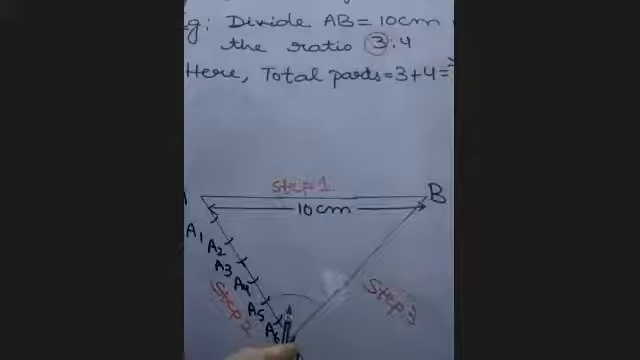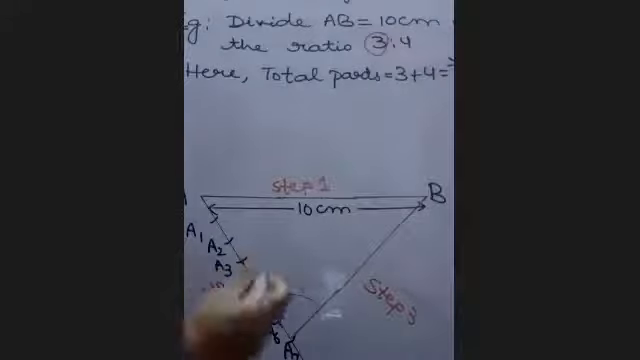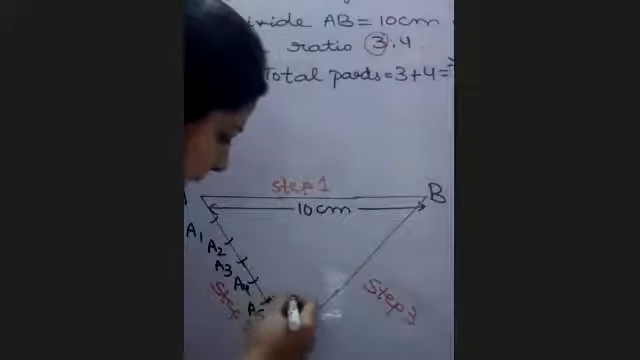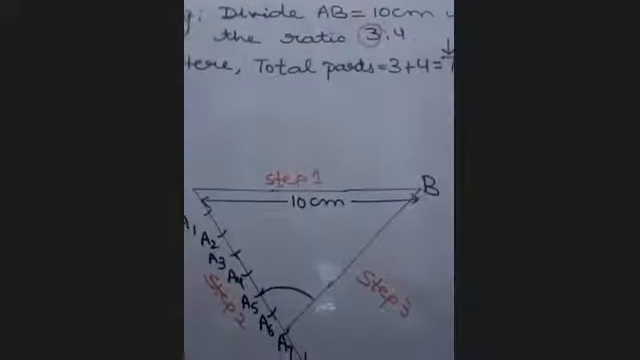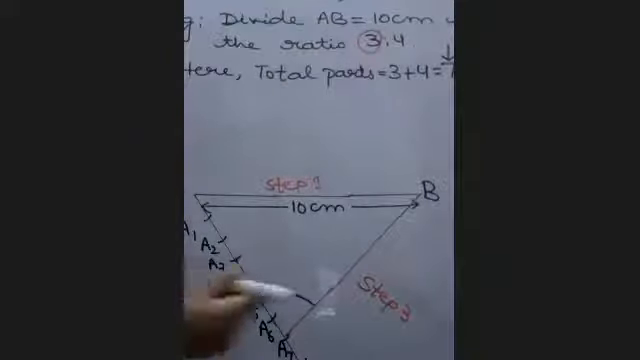I repeat, select a suitable radius, keep at A7 and draw an arc like this. ठीक है बेटा? I'm highlighting it. Are you clear what I'm doing? Yes, ma'am.